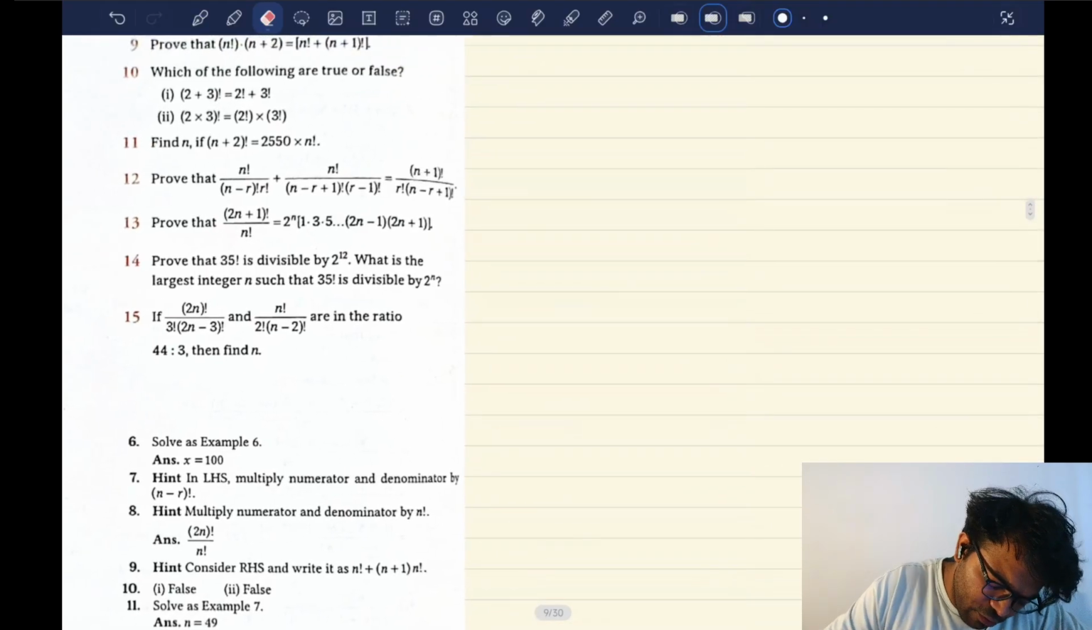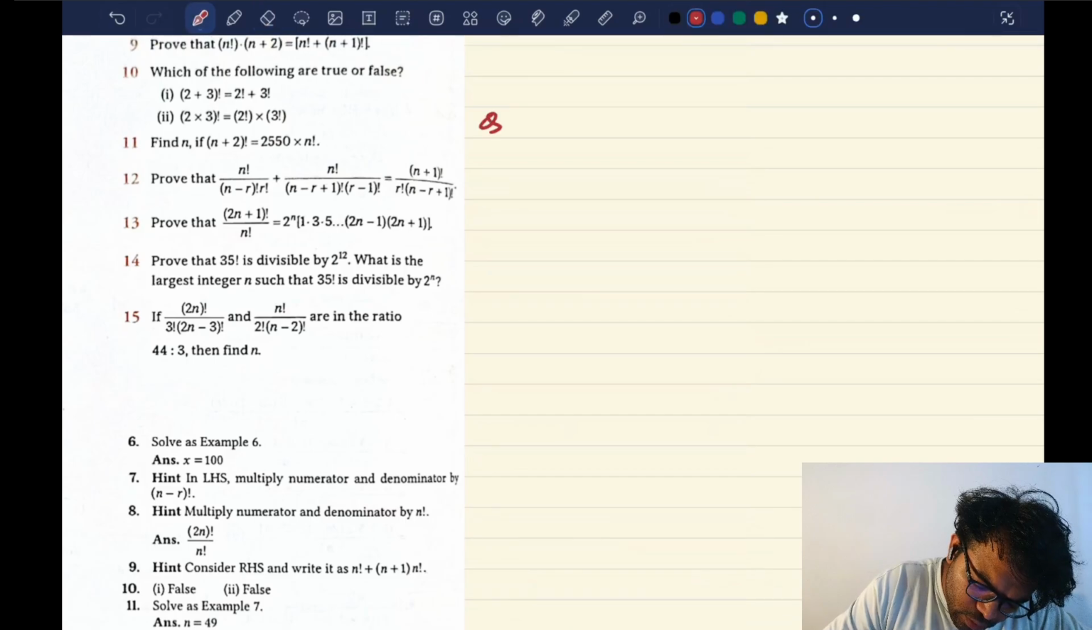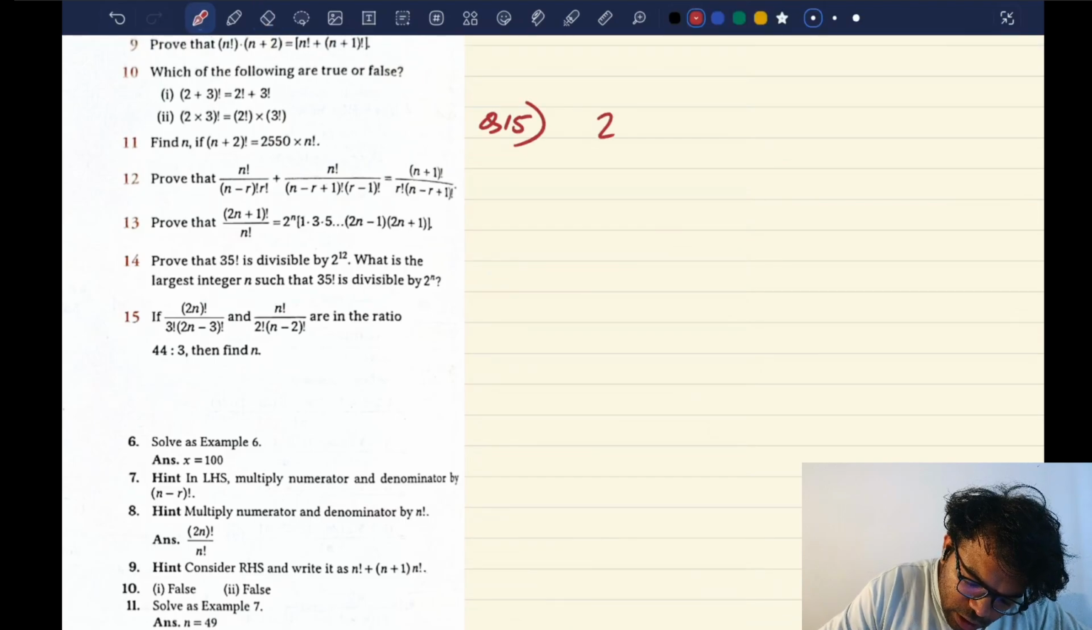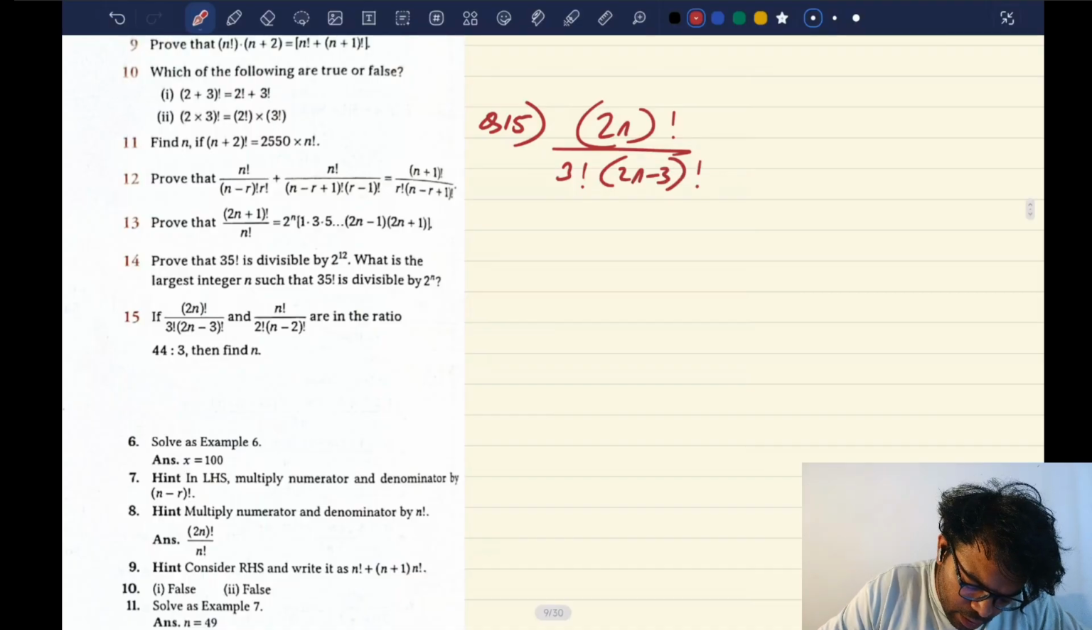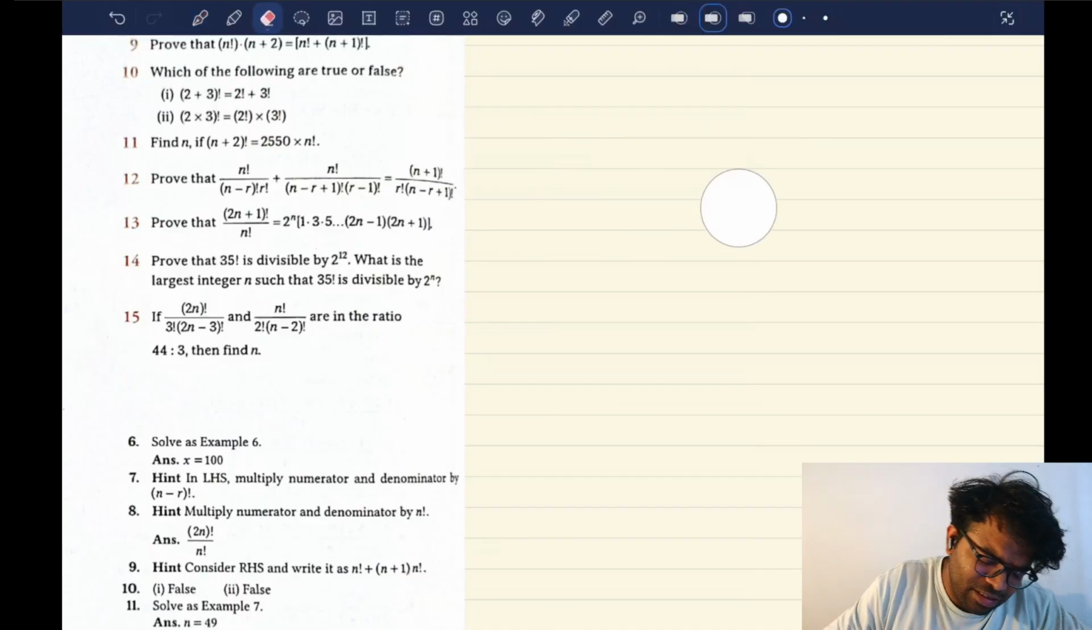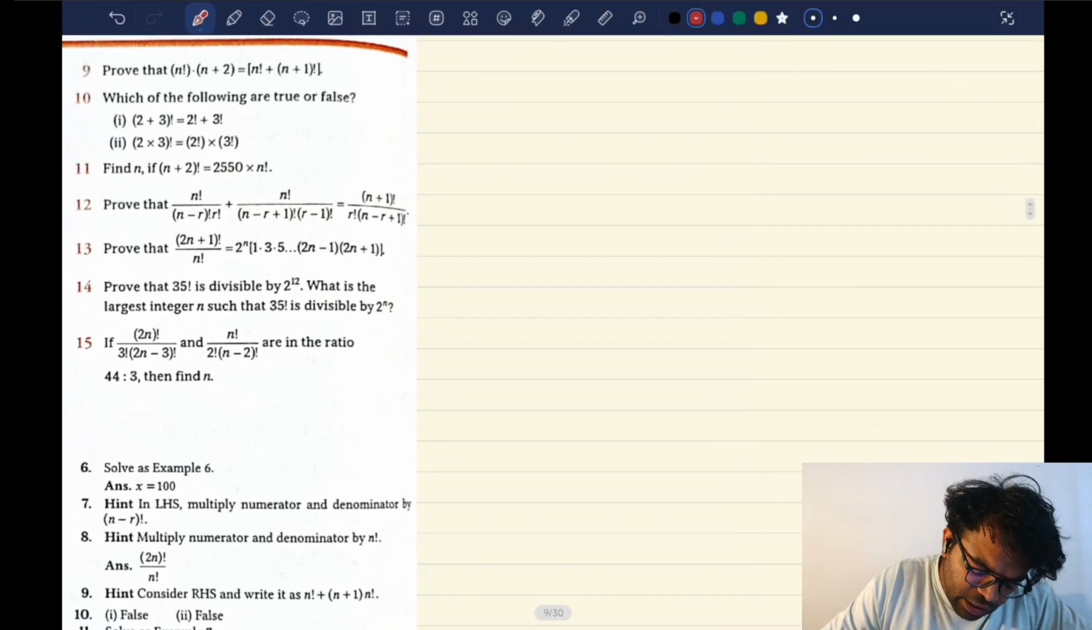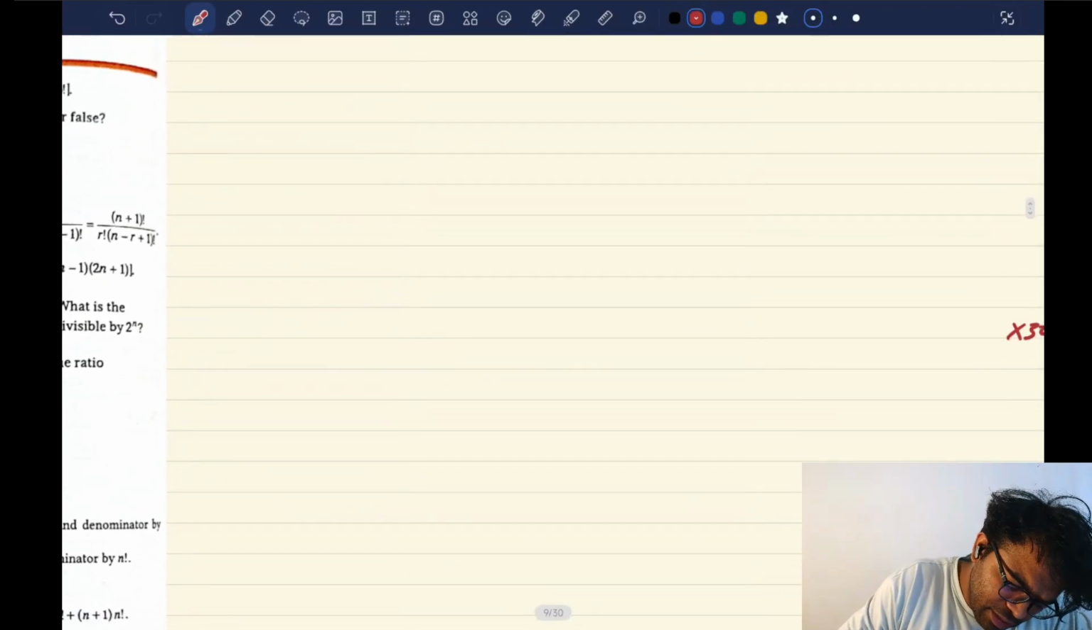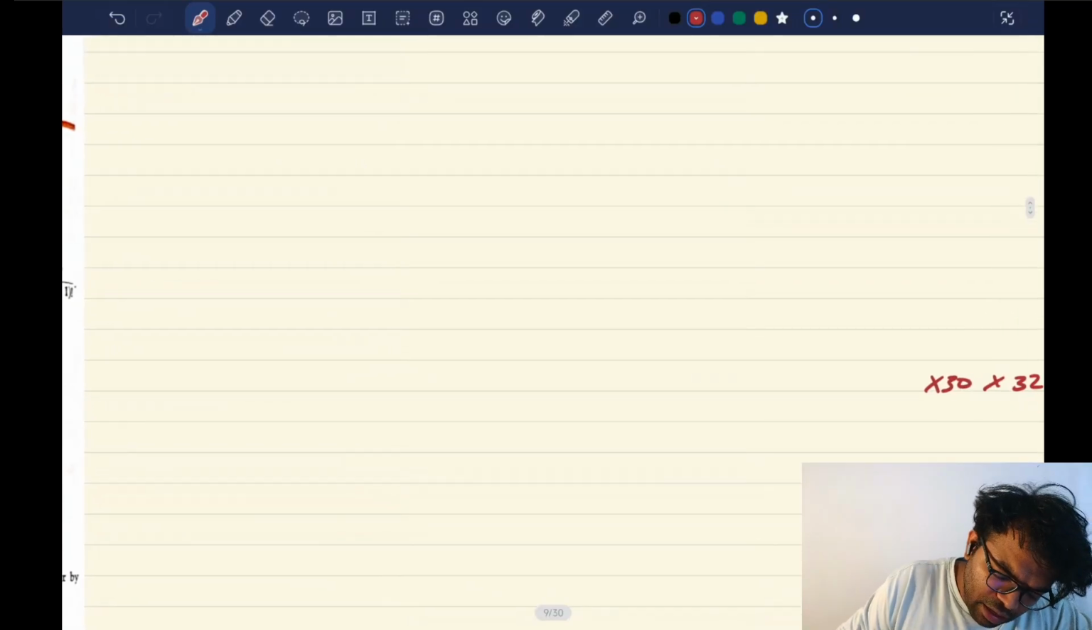Okay, next, 15. So you have 2 to the power n, 2n factorial upon 3 factorial into 2n minus 3. Anyways, we have to do it. My God. Okay, fine. I shouldn't have erased it. We were on the right path only.